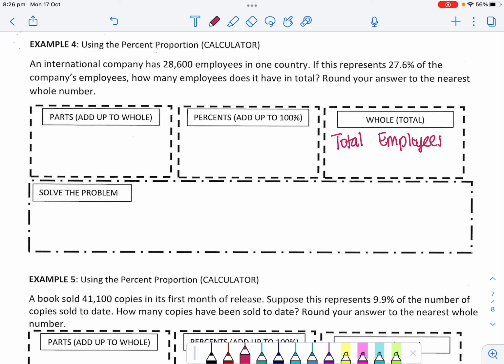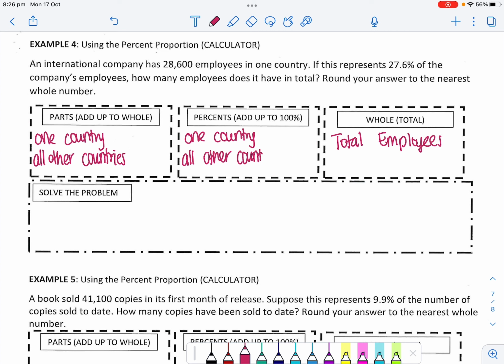And it says an international company has 28,600 employees in one country. So I'm just going to say one country and all other countries. So I'm going to do the same thing in my percents box. So now I'm going to do the numbers part. So an international company has 28,600 employees in one country.